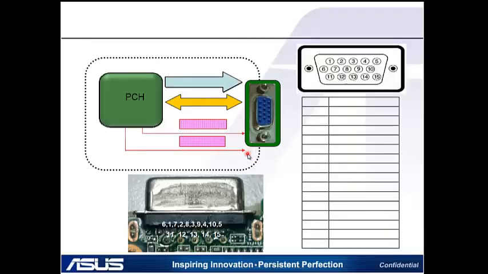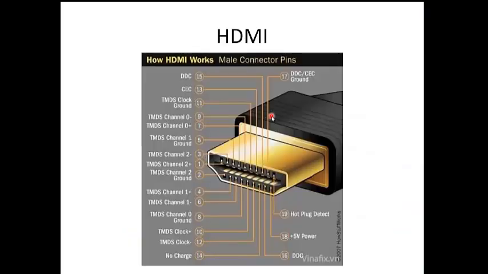The last we are going to check is the external display. This is a 15 pin D shell connector. If the external display is not working, then you have to replace this connector. It's very easy. You have to replace this 15 pin D shell connector. And the last is HDMI. HDMI is also the same. HDMI is directly connected to the PCH and the connector. So if the HDMI is not working, then you have to replace the HDMI connector.